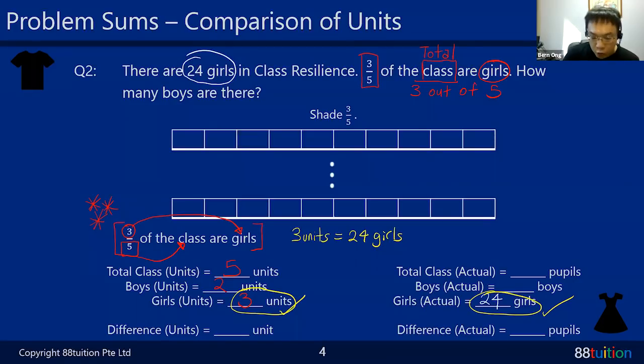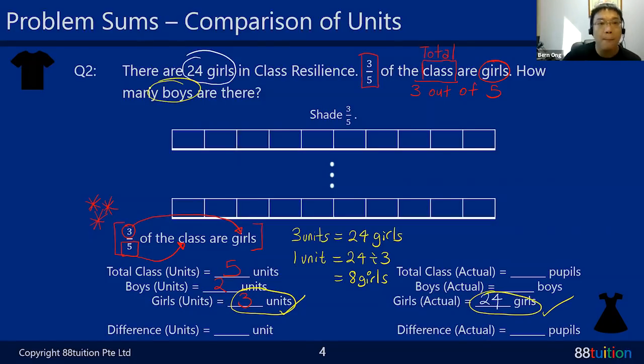So 1 unit, always look for your 1 unit first. Find the 1. So from 3, how to get to 1? It's like 3 apples, $24. How to find 1 apple? Divide by 3 lah. So 24 divided by 3 will give you 8 girls. So we know that 1 unit represents 8.